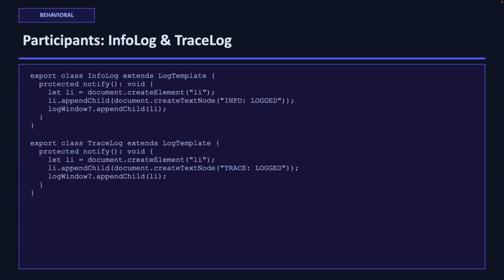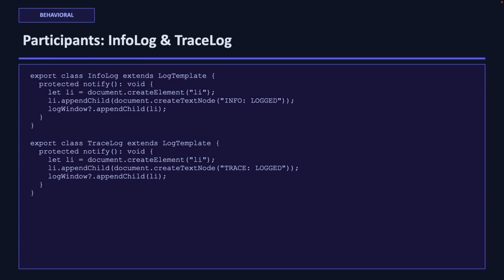Here we have the info log and trace log. These are just the simple concrete cases of the implementation. Each of them has one method. Info log overrides the notify method to append "info logged" to the DOM. Trace log overrides the notify method to append "trace logged". And that's it. That's the entire class.